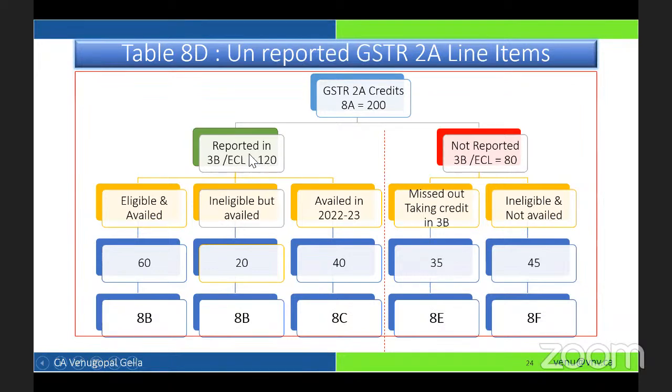Now, this 120 which you have reported, out of which the eligible portion is 60, will auto-populate in 8B. Even if it is ineligible and you have availed it, it will auto-populate in 8B only, because GSTR-9 doesn't provide any breakup of eligible or ineligible. It just goes on reporting on your basis.